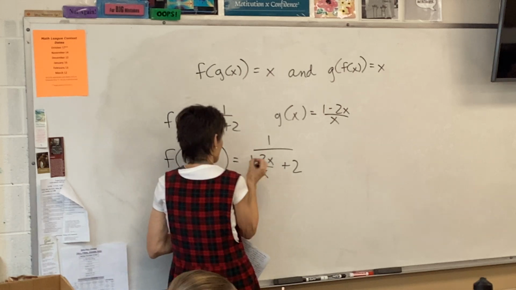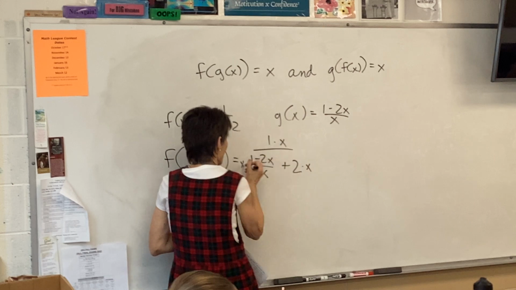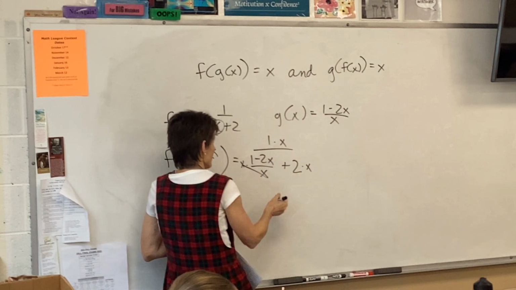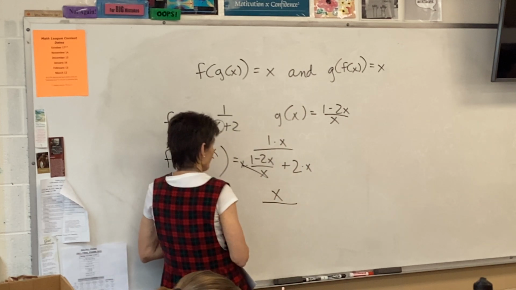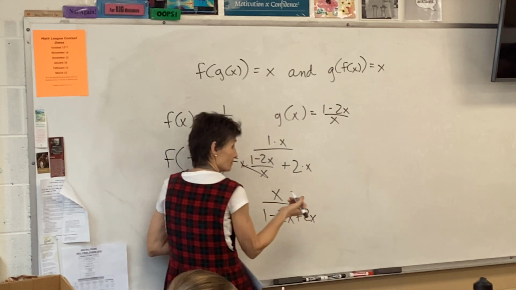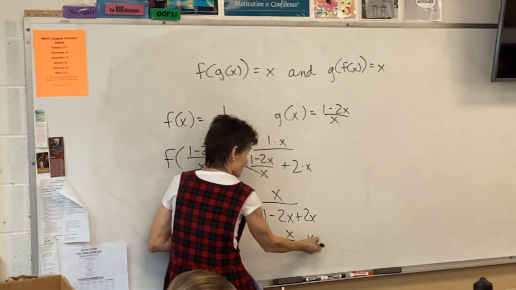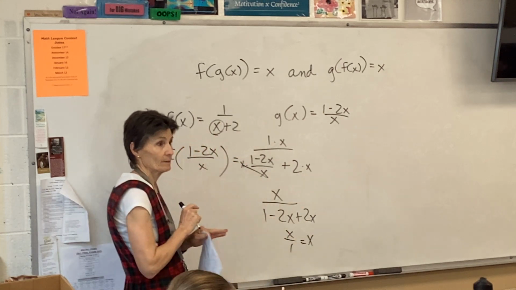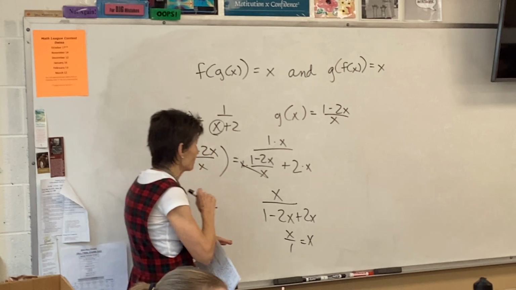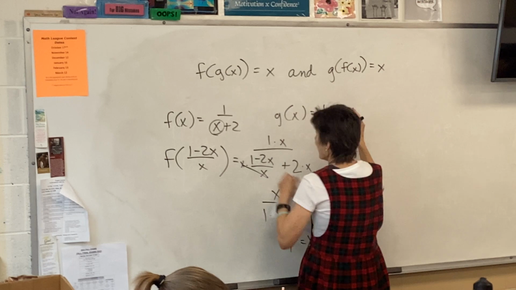Now I gotta simplify that, and hopefully I won't have anything left but x. So let's see, you can do this however you want. I'm gonna times everything by x, because that'll get rid of that denominator. So now I have x over 1 minus 2x plus 2x, which is x over 1, which is x. Okay, good.